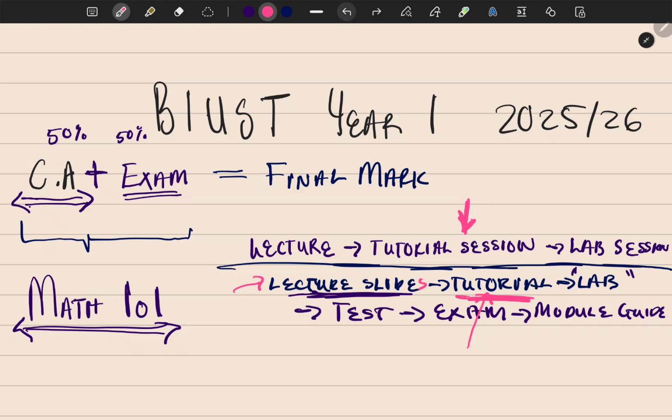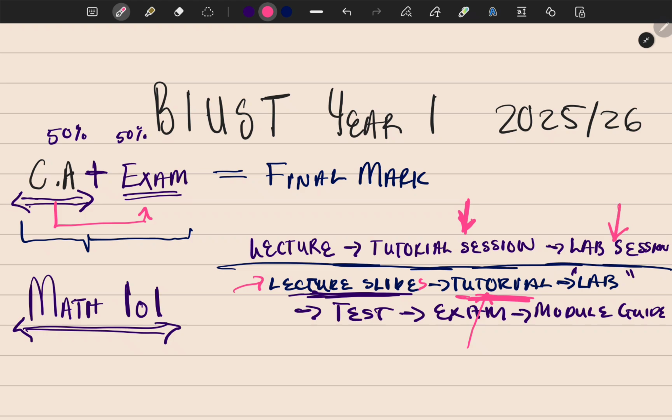Okay, remember CA is so important because it helps you qualify for the exam. If you get a mark below the minimum mark, that means you don't even qualify for the exam. That means you've already failed the module. You understand? So you have to have a good CA and you have to pass your exam to have a good overall grade.